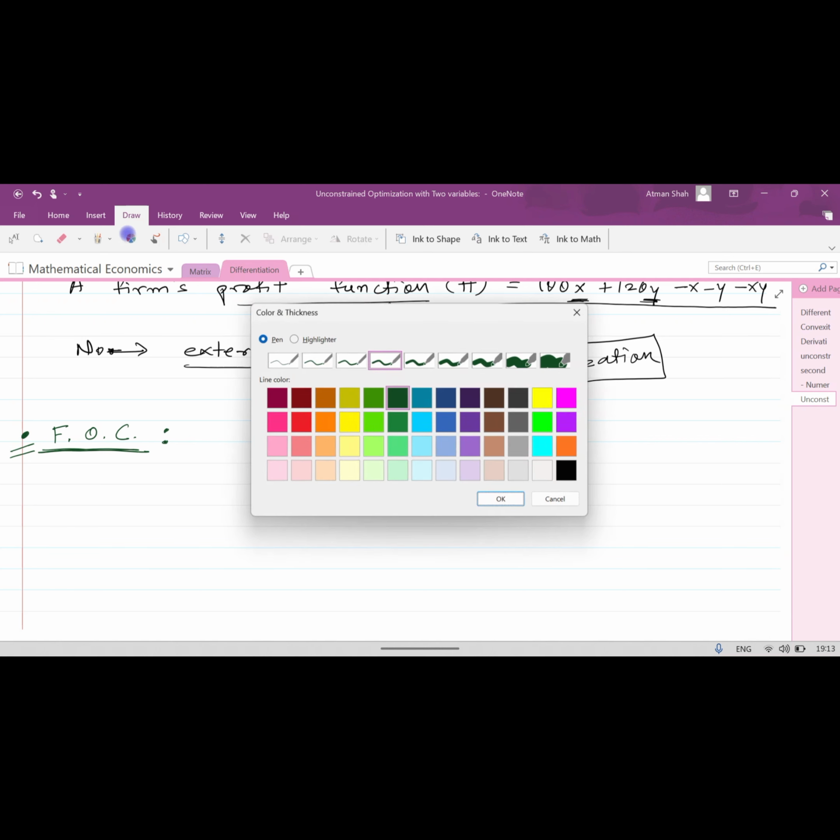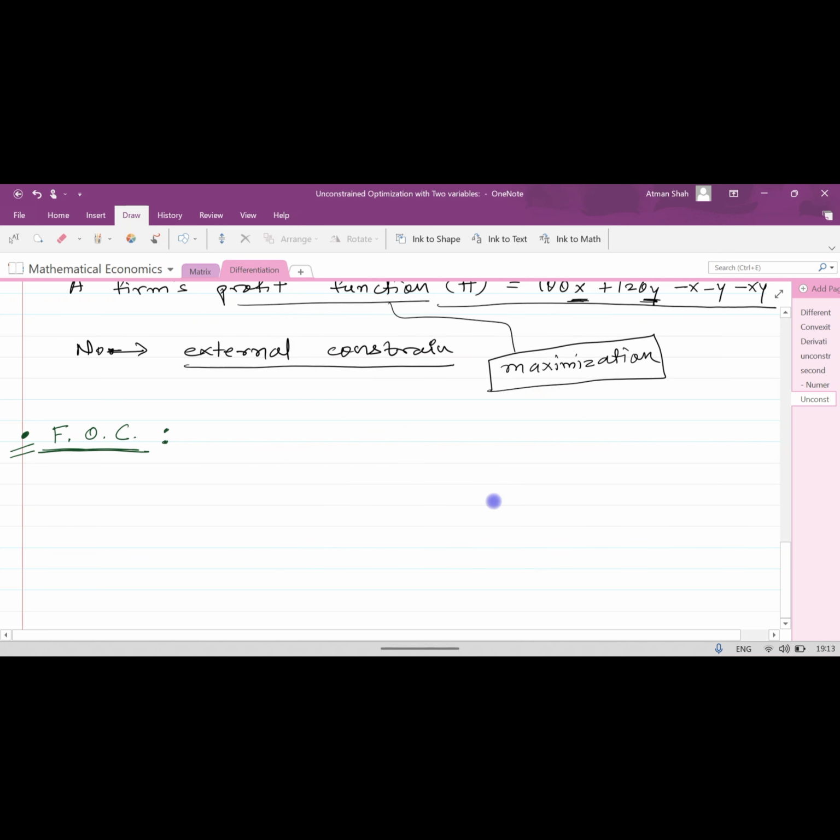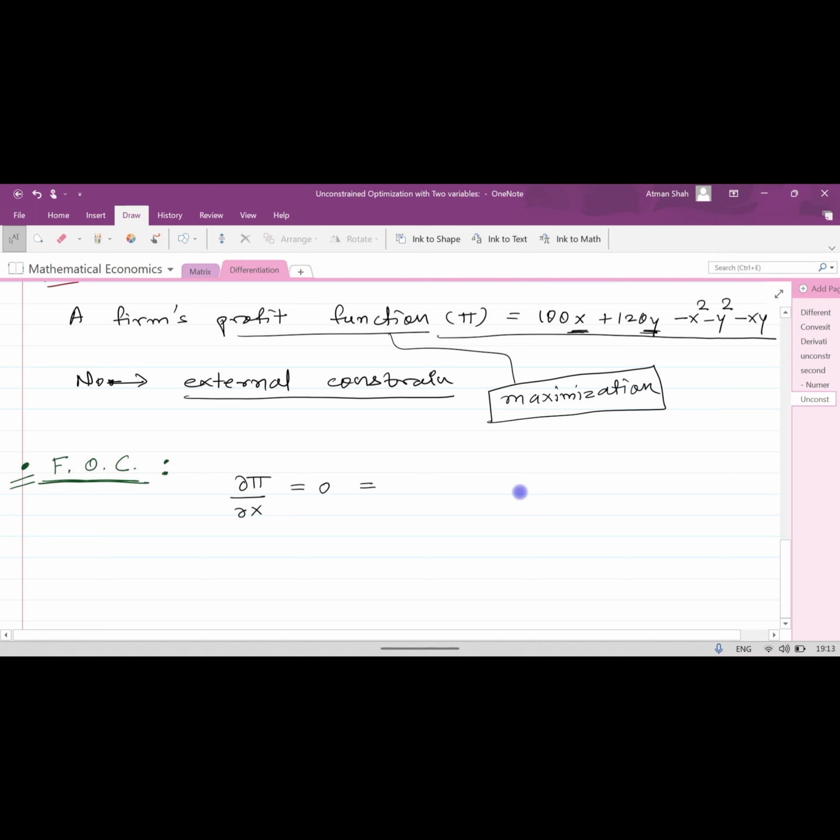So what is the first order condition? The first order condition says that del pi by del x is equal to 0. So what is the differentiation of pi with respect to x? See the answer, it is 100 minus 2x minus y, as the term with 120y is 0. This is equation number 1.